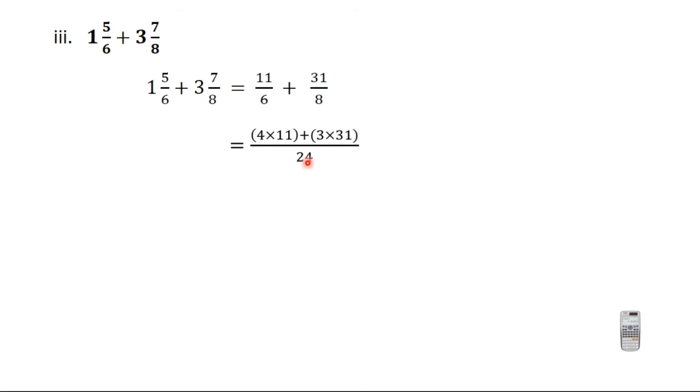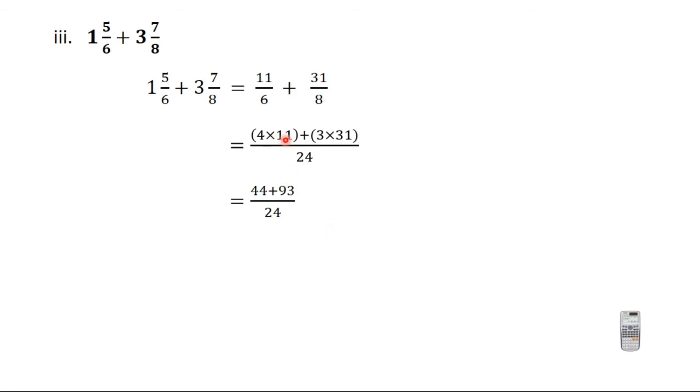Once again, if you are finding it difficult to find the LCM, just multiply 6 by 8 and use that as the LCM. Then you simplify your final answer. So we begin the whole process. 24 divided by 6 will give us 4. We multiply 4 by the numerator here, which is 11. Then plus 24 divided by 8 will give us 3. We multiply 3 by the numerator here, which is 31.